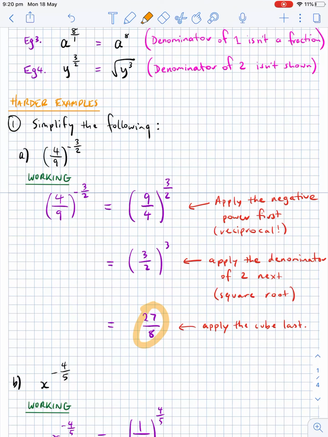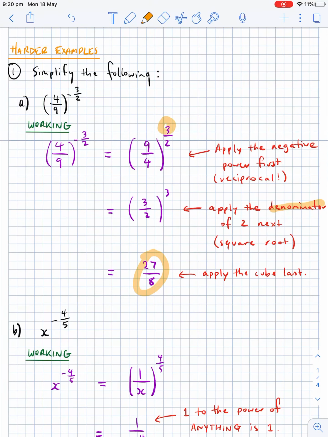So pretty much I can apply the denominator of 2 by taking a square root, just like I did here. And then I can now apply the 3 to the power. Okay, so now we apply the top number of 3. So we can pretty much power this fraction to the power of 3. 3 to the power of 3 is 27, and 2 to the power of 3 is 8. So we get 27 over 8. So it's handy to do these sorts of questions by just considering the denominator, then considering the numerator.